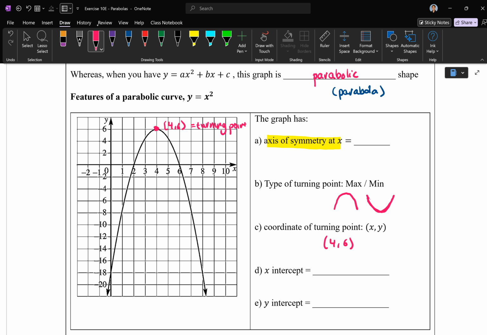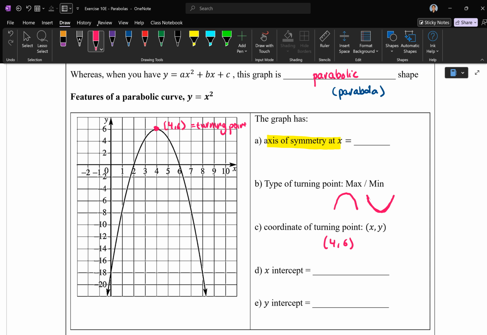So axis of symmetry. What is axis of symmetry? I said in that parabolic shape, there has to be a point where it's symmetrical. Now it can be symmetrical horizontally or vertically. So where is that line? They call it the axis because it's a vertical line. Axis of symmetry, and it always is where x equals something.